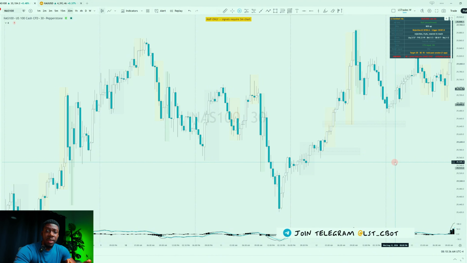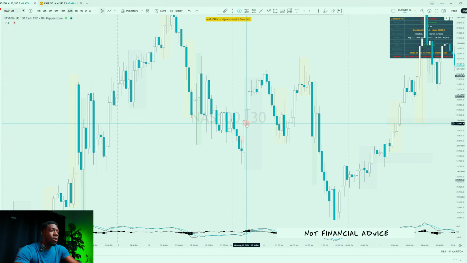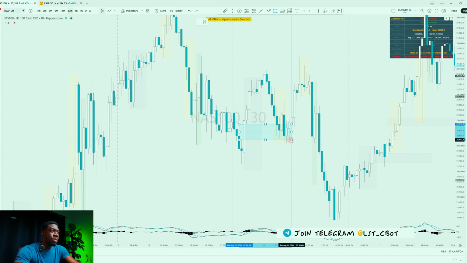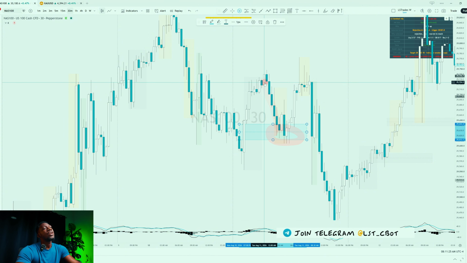First of all, let's define what a fair value gap is. A fair value gap is a gap as a result of an impulsive move in the markets. It happens when the wick of the first candle does not overlap with the wick of the third candle, leaving behind a gap between those 3 candles. Now, what price usually does is it comes back to that fair value gap, and then you're most likely going to get a reaction from that fair value gap.